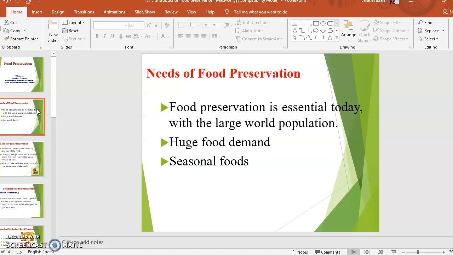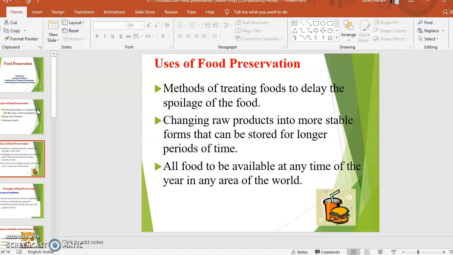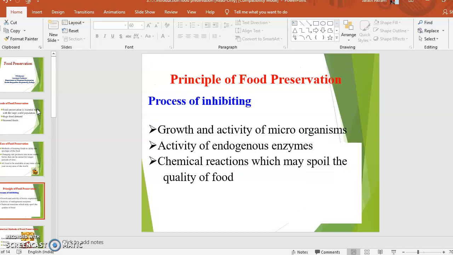India are seasonal foods. Uses of food preservation: treating foods to delay the spoilage and to increase the shelf life of food, and also to make food available at any time of the year in any area of the world. The principles of food preservation are to inhibit the growth and activity of microorganisms and enzymes, and to inhibit the chemical reactions which may spoil the quality of food.